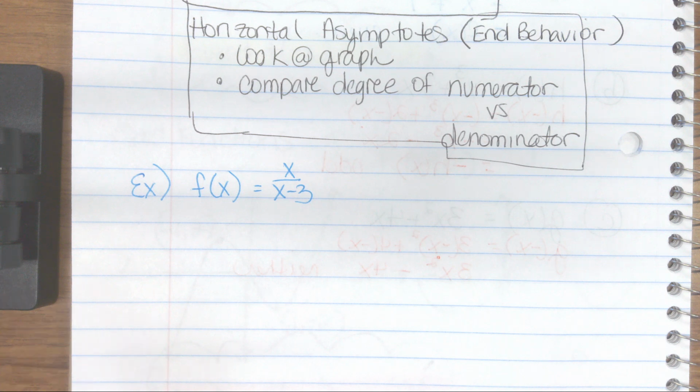Oh, I don't have any Jolly Ranchers left. I got to order them. I was going to say for a Jolly Rancher, can anybody remember when the degrees were the same, what the horizontal asymptote was?